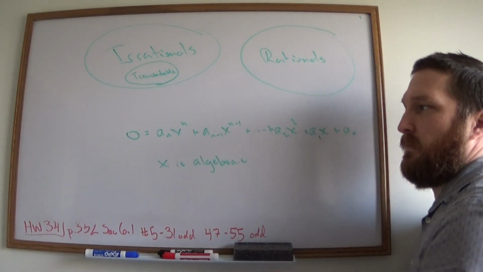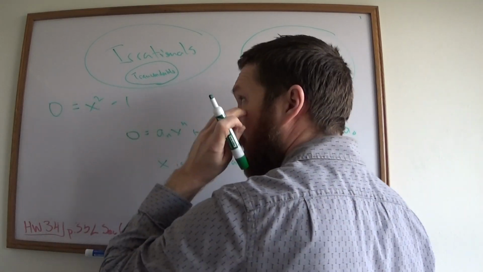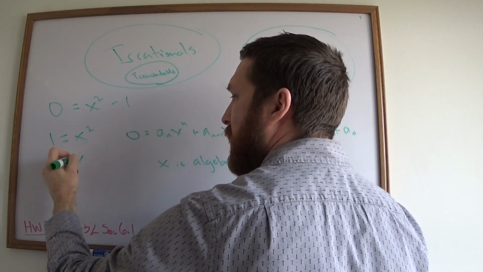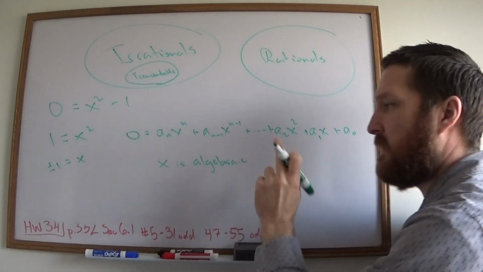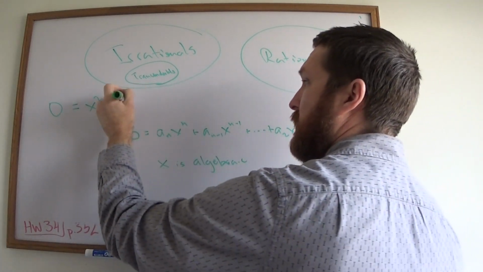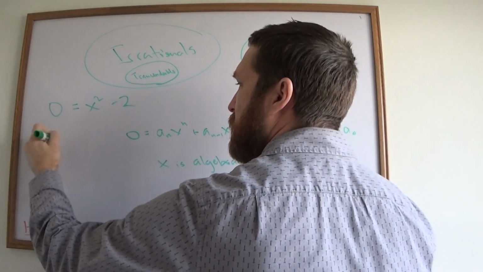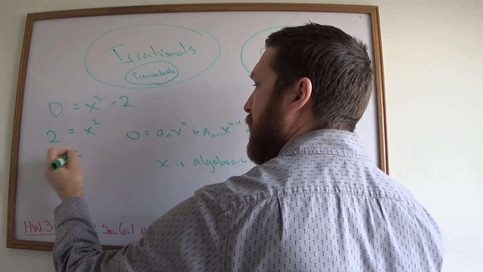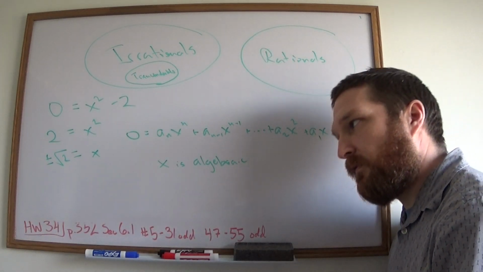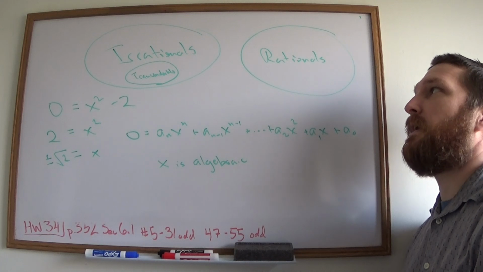For instance, 0 equals x squared minus 1. So 1 equals x squared, so x equals plus or minus 1. So x is algebraic. But also, x squared minus 2. Is that a polynomial with rational coefficients? Yeah. So 2 equals x squared, x equals plus or minus root 2. The square root of 2 is algebraic. It's irrational, but it's algebraic.